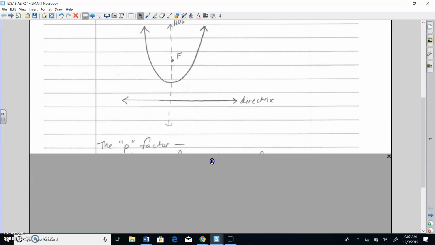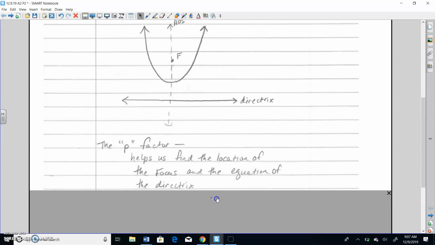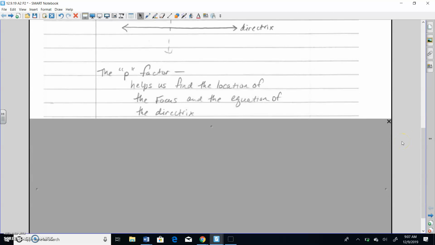Anyway, defining P is important because it's going to help us find the location of the focus and the equation of the directrix. It's a little different for vertical parabolas and horizontal, but we'll take a look at that in just a second. With the vertex we worked with H and K. Focus and directrix will work with P. And remember, Michael, we had that equation and you were trying to figure out what the value of P was. Well, now we're going to use that value.